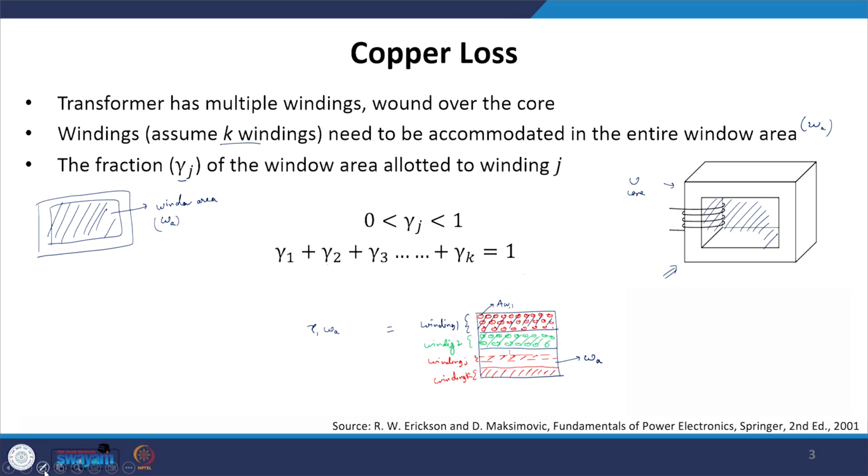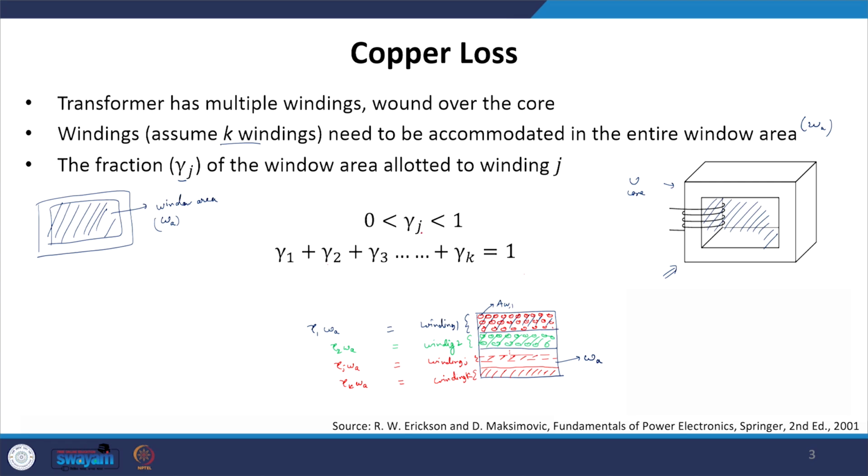Similarly for winding 2, we have allotted only this particular portion, and that we can define to be gamma 2 WA, and then we can define this for winding j, which is gamma j WA, and for winding k, it is gamma k WA. In the entire window area, we have defined some portion to winding 1, some portion to winding 2, and so on, some portion to winding k, and that particular portion is defined as gamma 1 WA, gamma 2 WA, and so on. Now this fraction, which is a gamma, has to satisfy certain conditions.